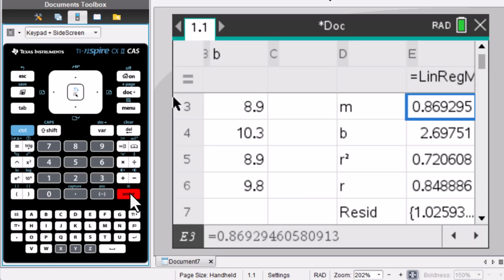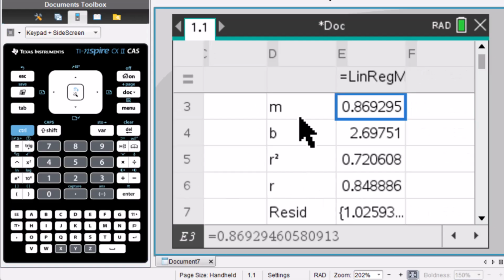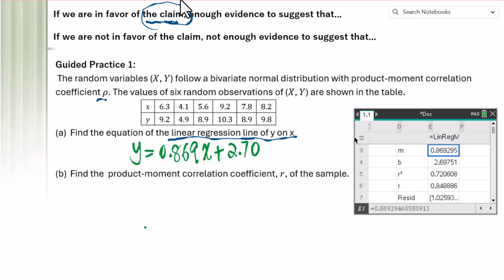Then enter. We got y equals 0.869x plus 2.70. R equals 0.849. Part B, find the coefficient R of the sample. R equals 0.849.